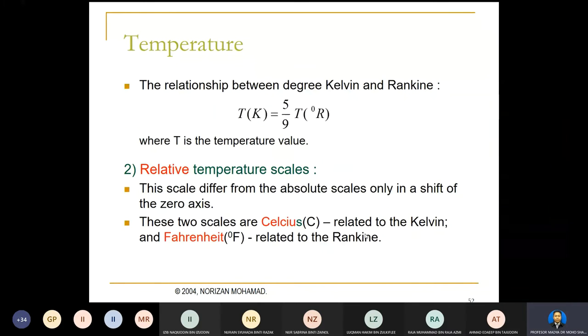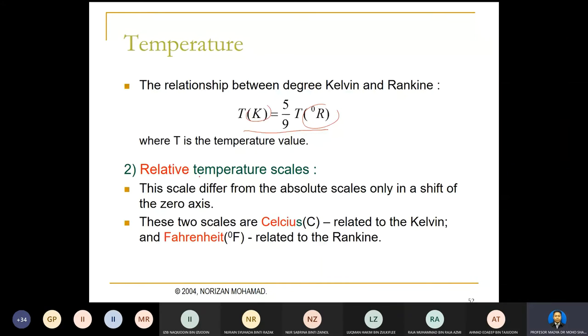Okay, so we go for the relationship between the Kelvin and Rankine. This is the formula to convert from Kelvin to Rankine. For example, if we have a value in Rankine and we want to convert it into Kelvin, we can use this formula. This is the relationship between the Kelvin and Rankine.